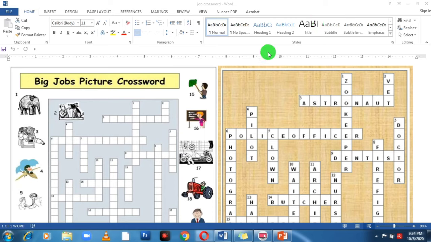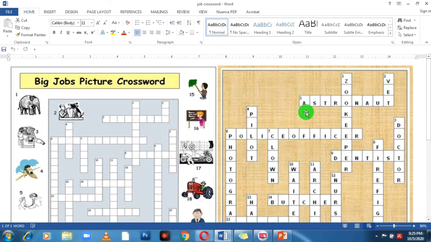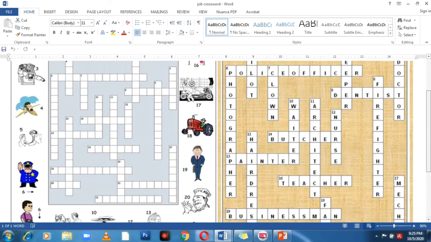As you can see here, we have the complete answers. These are the answers, and this is the crossword. Slide number one. Yeah, this is zookeeper. Number two. Yeah, this one. Oh, sorry. It's a vet. Number three. Astronaut. Number four. Pilot. Number five. Yeah. Doctor. Okay, let's go down the page. Yeah, there we go. The other answers.